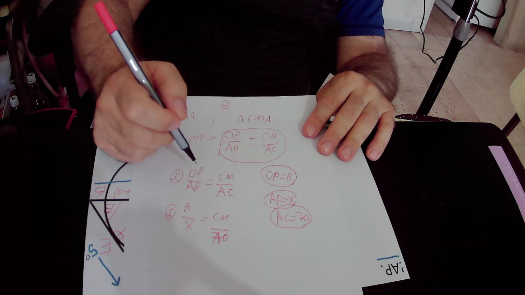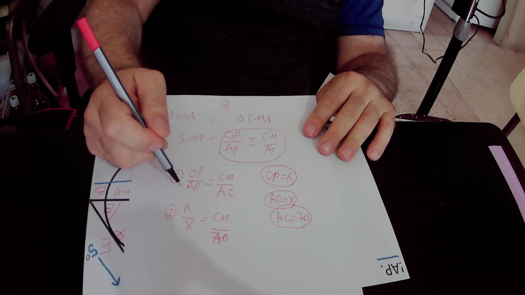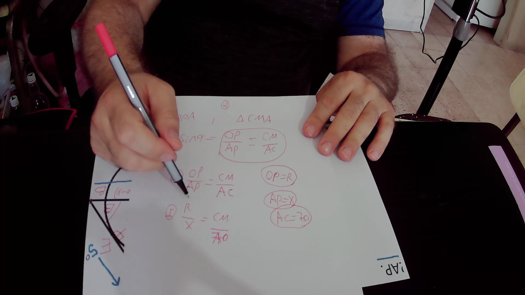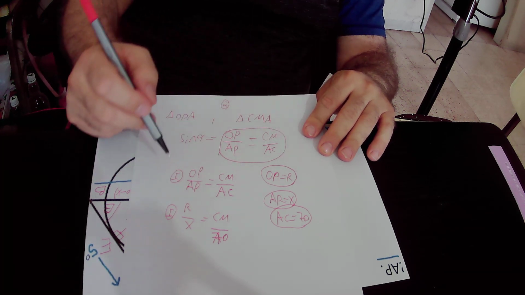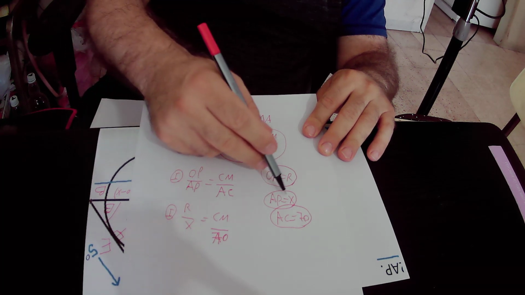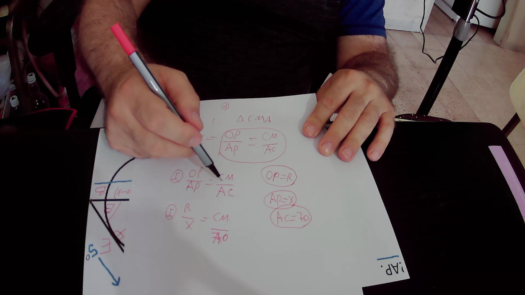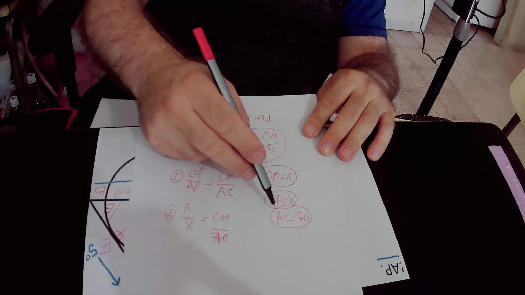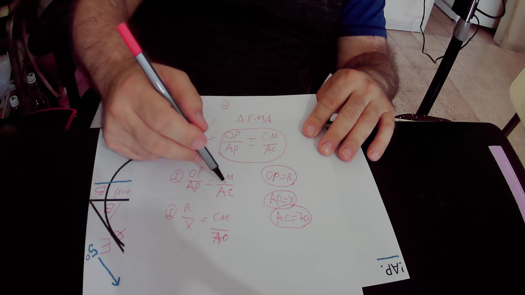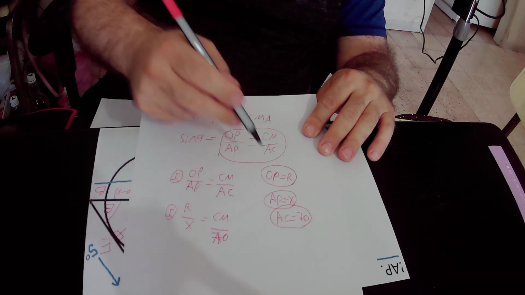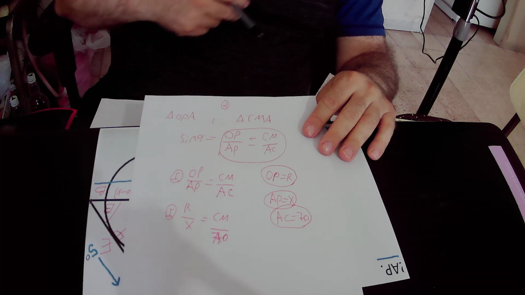So in the first equation we substituted OP by R because OP equals R. We substituted AP by X because AP equals X. And we substituted AC by 70 because AC equals 70. Okay.